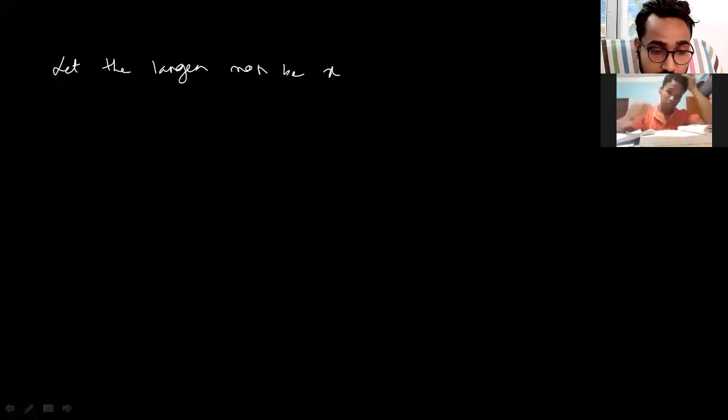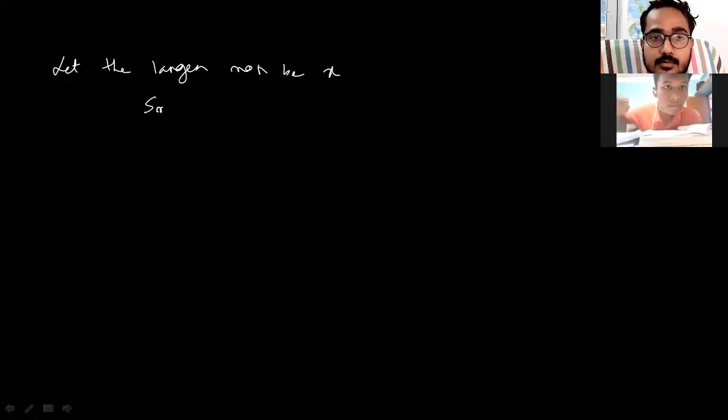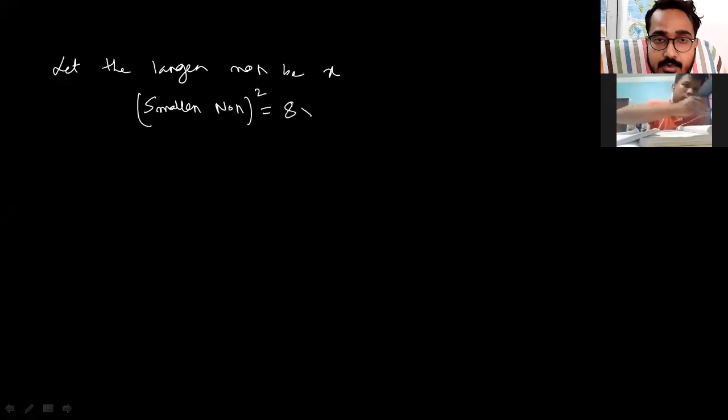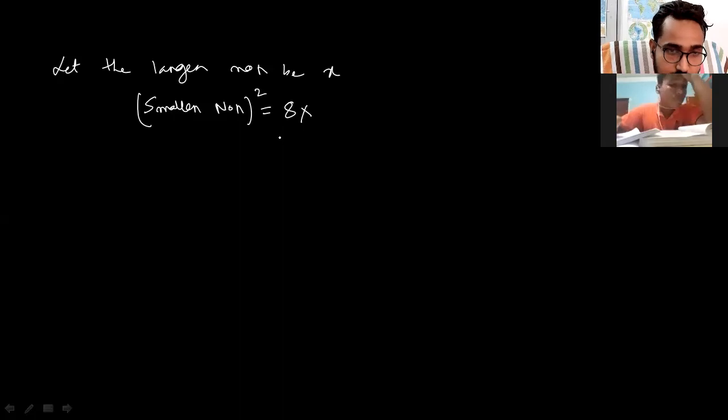Now see, the condition given: the square of the smaller number is 8 times the larger number. That means the smaller number square will be 8 times the larger number. Have you understood? Yes, sir. Suppose the larger number is x. So according to the question, the square of the smaller number is 8 times the larger number. So this is the first condition.